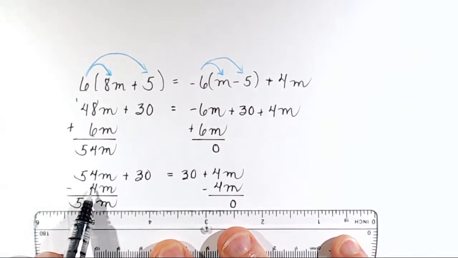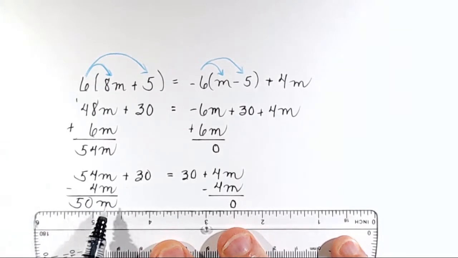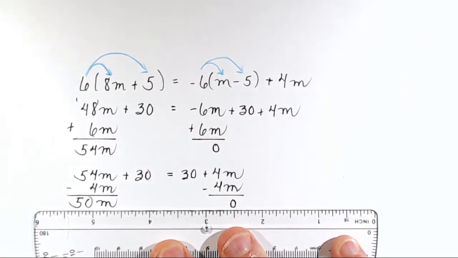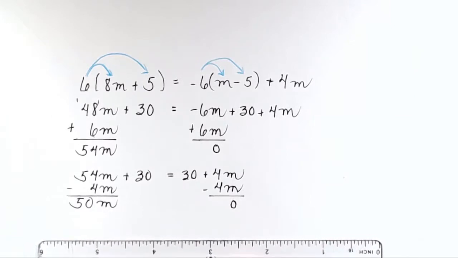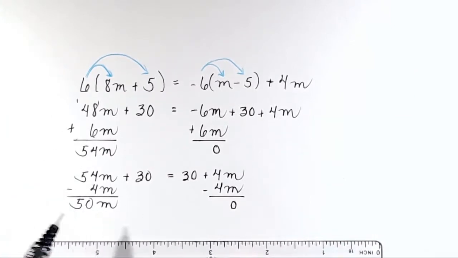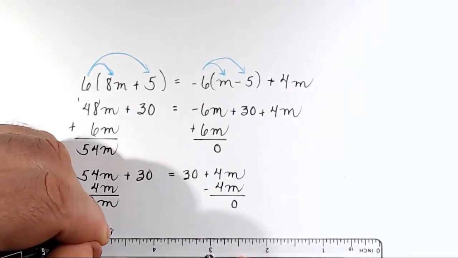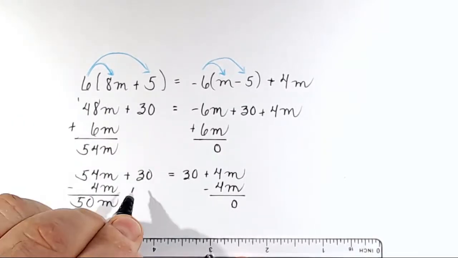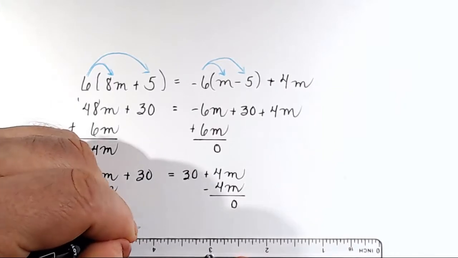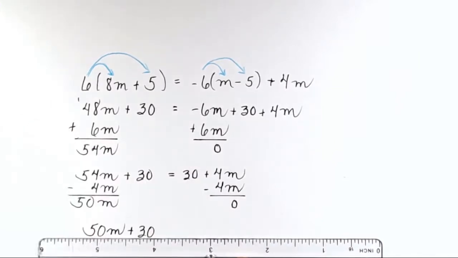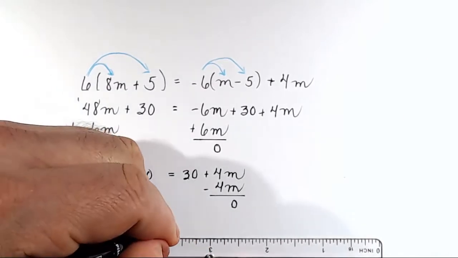I just subtract the 4 from 54, and the m comes along for the ride. And now we will rewrite. I have 50m right here, so I'll write 50m. Bring down the 30 plus 30 equals, now the only thing left on the right side is 30.